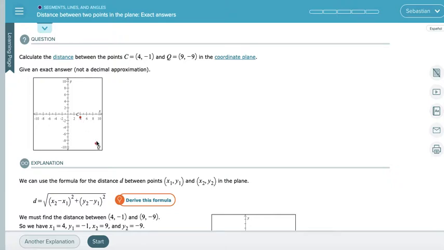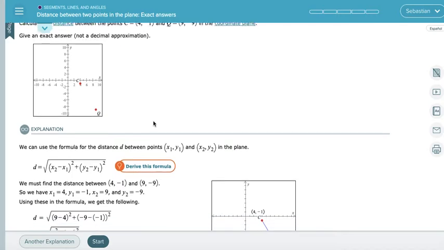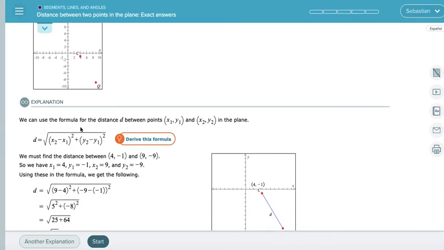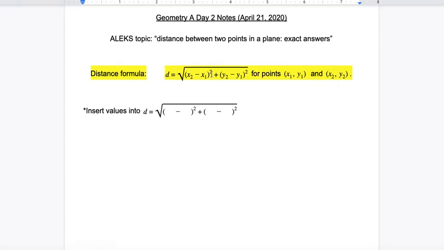To do this, we're always going to be given coordinates of one point and coordinates of another point. And we have to use this formula right here. This is what we call the distance formula. I wrote it out for you again right here. It's x2 minus x1 squared plus y2 minus y1 squared, and you take the square root of that, and it's going to give you your answer.